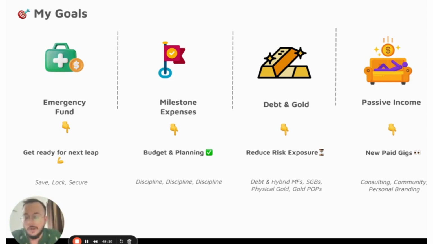And just a couple of pointers on the bottom: save, lock, secure. It will primarily be parked in FDs, because now I've also realized that FDs are not that bad after working for a company that sells FDs. Although I have been a very aggressive, equity-heavy investor, today I realize that yes, diversification is important, and an emergency fund is important. Even at Stable Money, we are building a great product around the emergency fund.